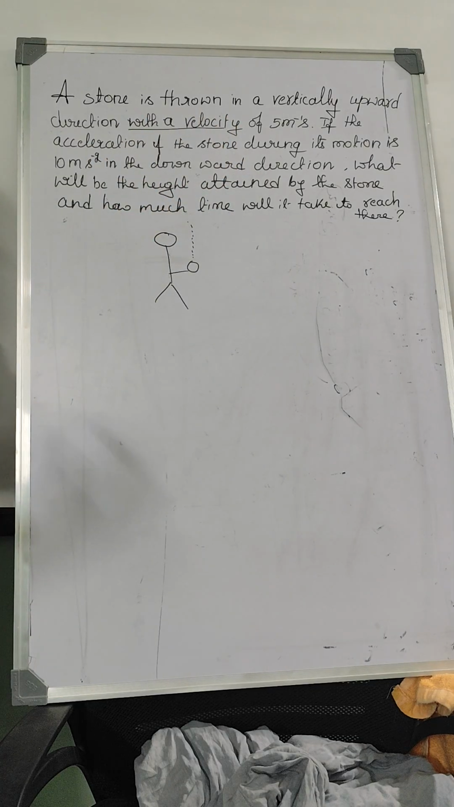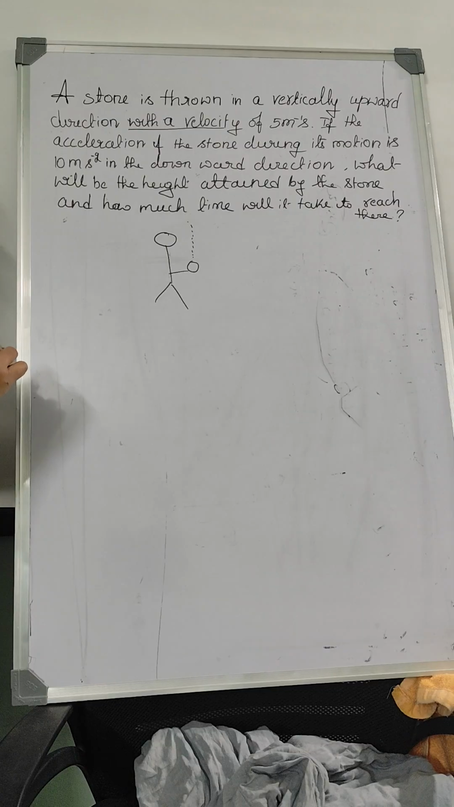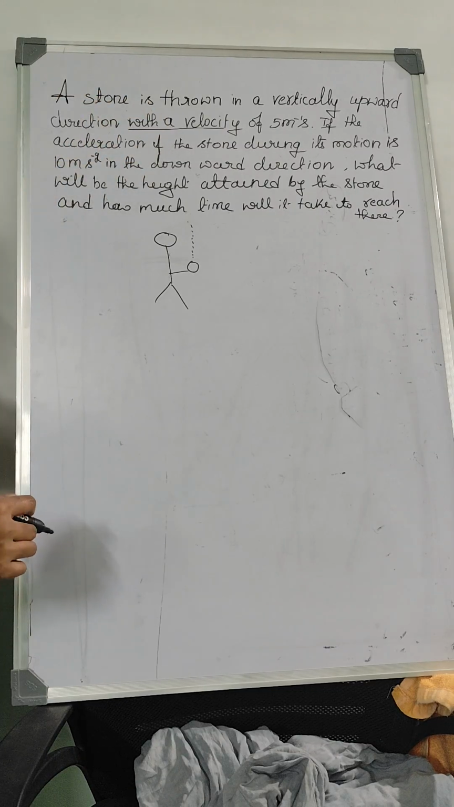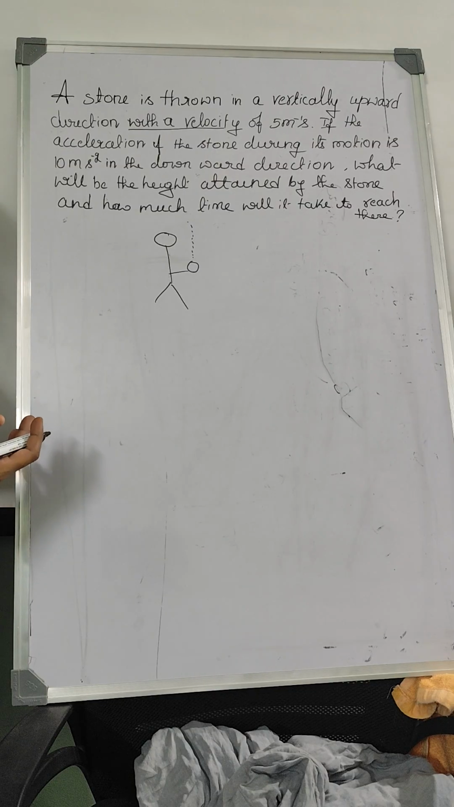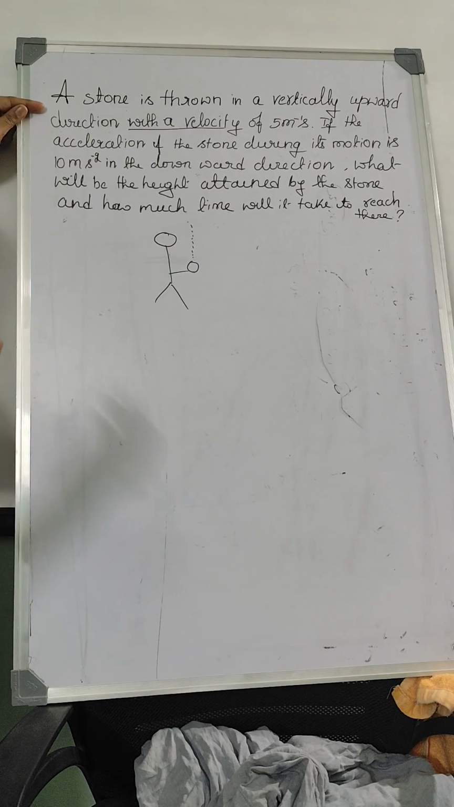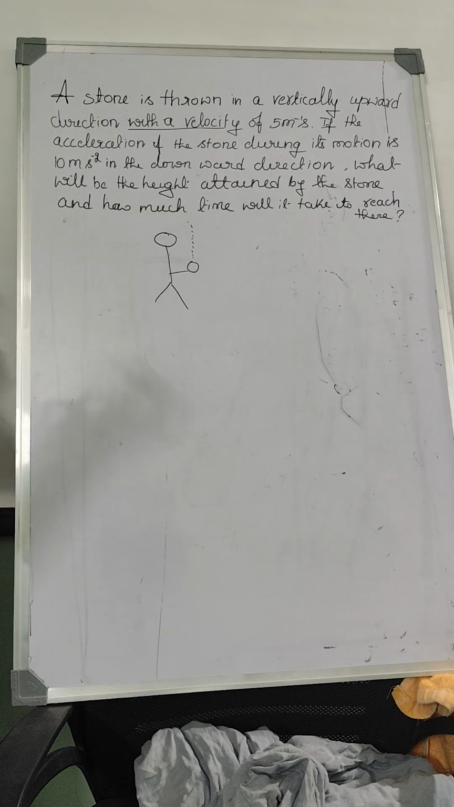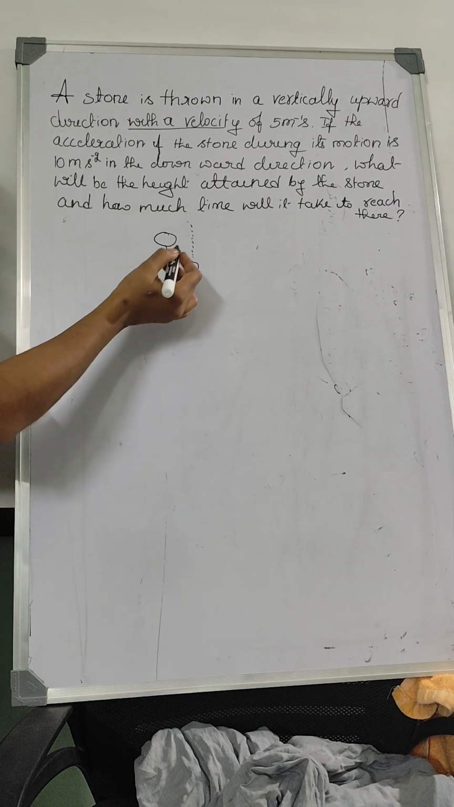Usually all my students get confused about what velocity they are talking about here. While deciding whether it's a final velocity or initial velocity, you have to understand what type of situation it is. You have to think whether the object is already in motion or at rest. According to the problem, the stone is already in motion. They are only telling it is thrown in a vertically upward direction. So the object is in motion.